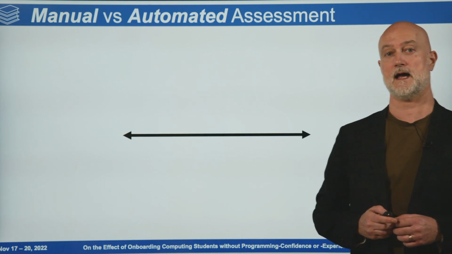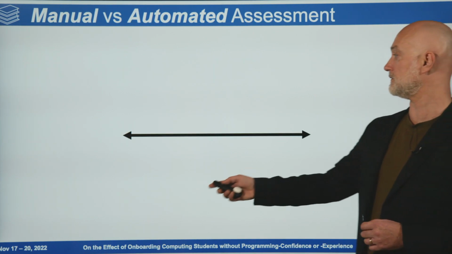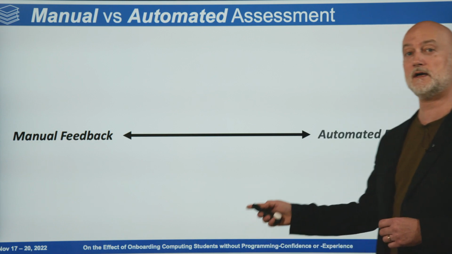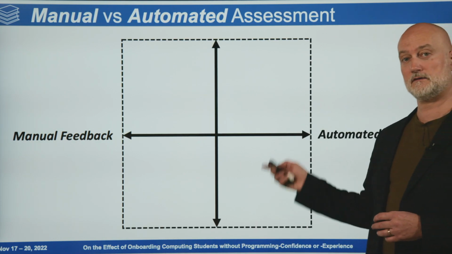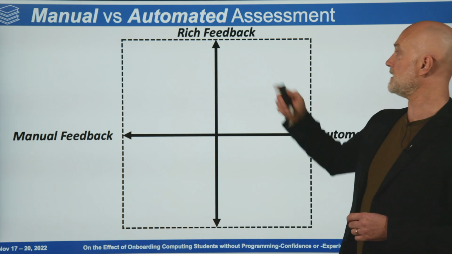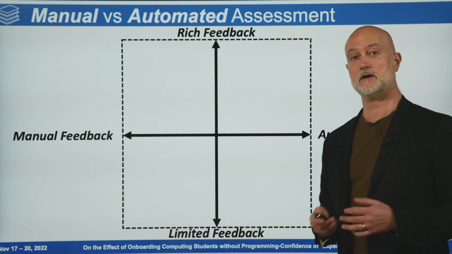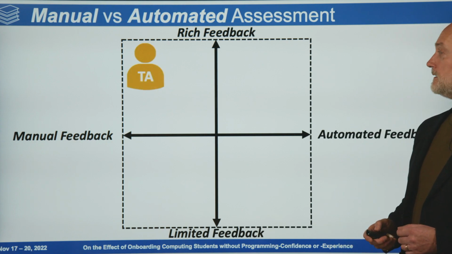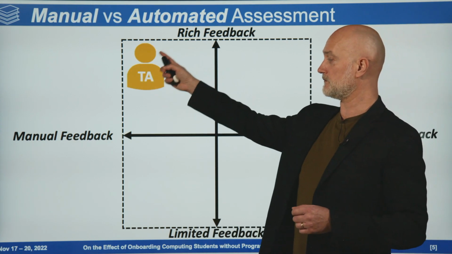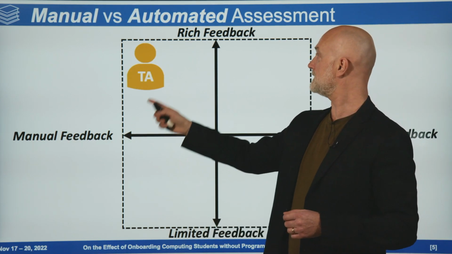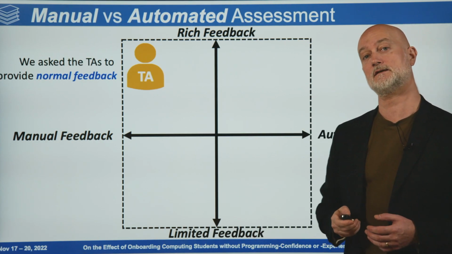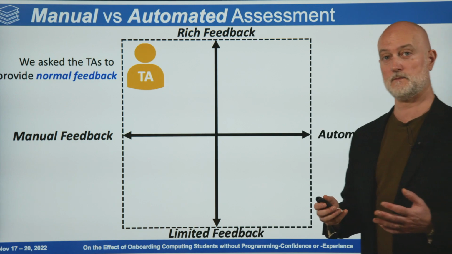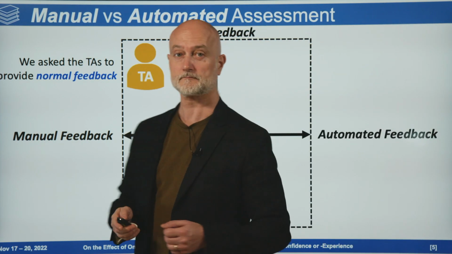So if we plot manual assessment over here, and on the other end automated assessment, and again, on the orthogonal axis we plot rich feedback, and down here, limited feedback. Indeed, our teaching assistants would reside in this corner, manual feedback and rich feedback, and we instructed our teaching assistants to just provide normal feedback for the experiment.